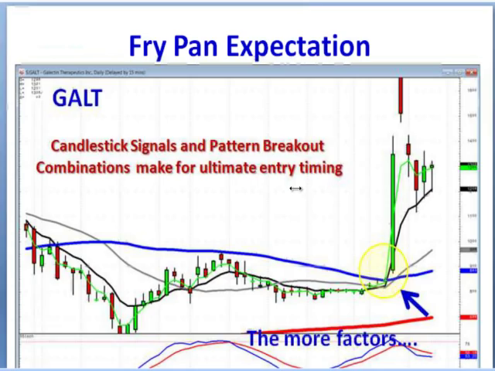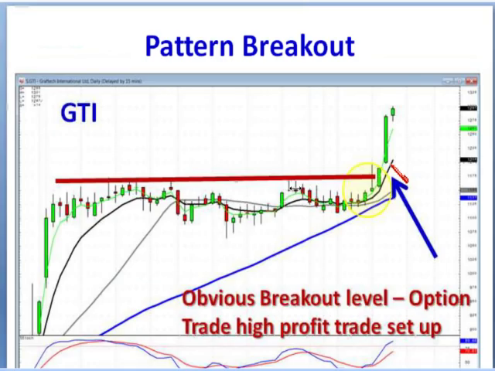So anytime we can see something that's an obvious breakout of a pattern, remember, when we're buying the signals, we're usually buying when the signal is in the oversold area. When we're buying a pattern breakout, stochastics are usually up here in the overbought area.